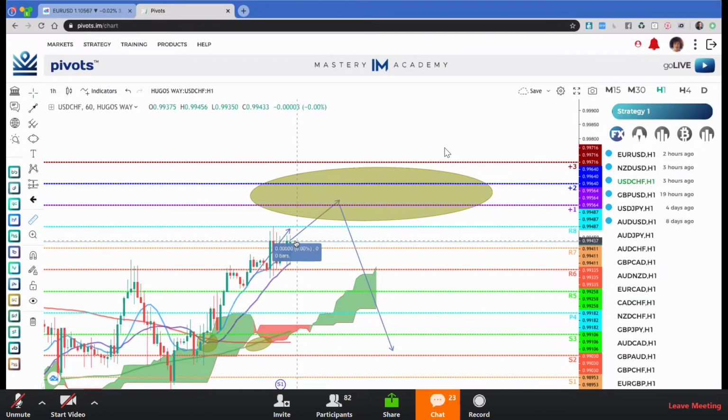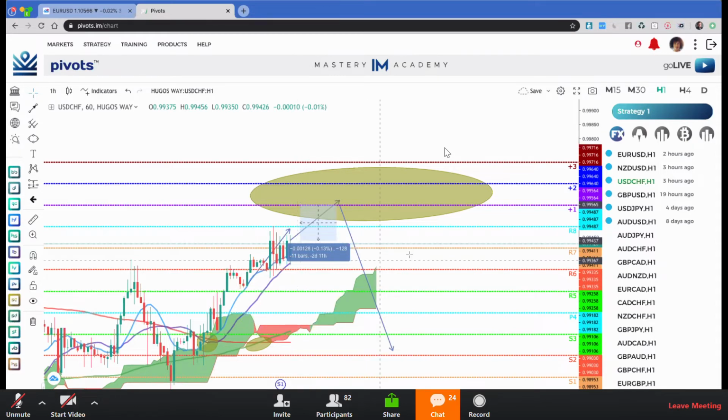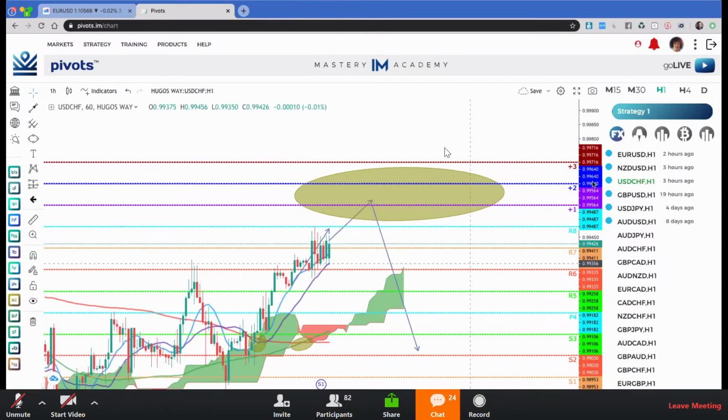So between here and the resistance is just 5 pips. And from there, probably coming down, maybe going to +1. But that's just 12 pips. On the 1 hour, not enough. All right? So that is how it works. And now we are going to go over the list.